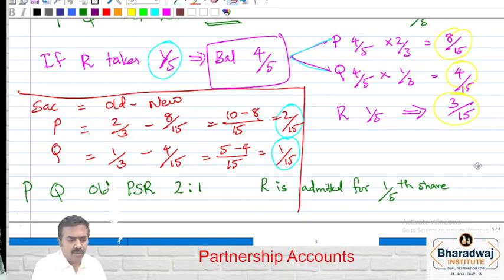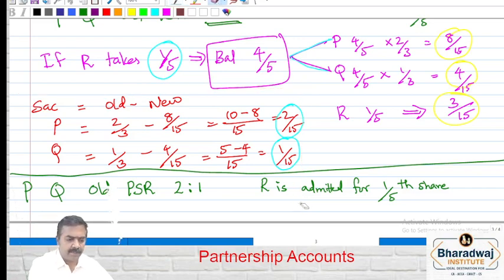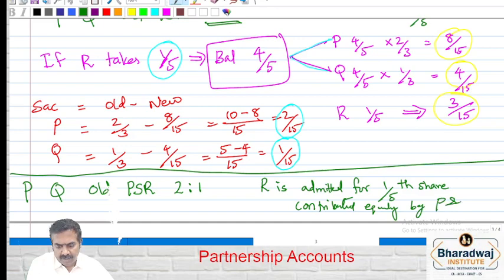I'm adding one more sentence to this. The question will change. It is the same problem I am taking. P and Q, what is the old ratio? 2:1. R is admitted for 1/5 share. The same information. I'm just adding one more piece of information: contributed equally by P and Q.